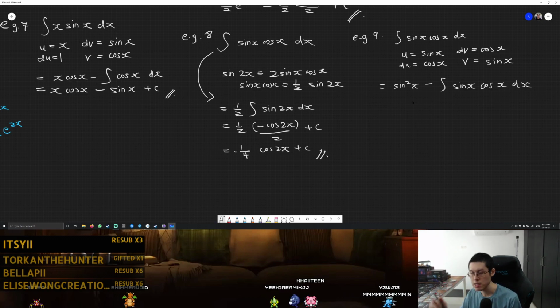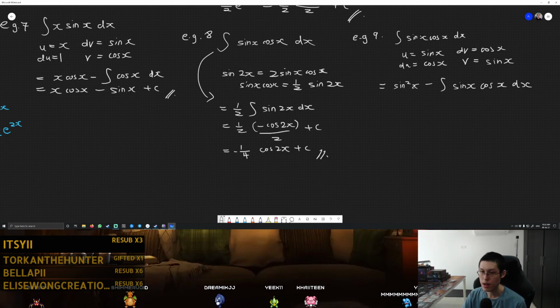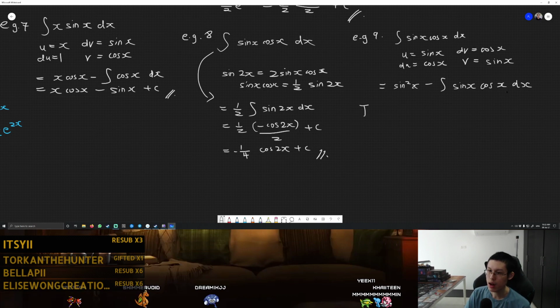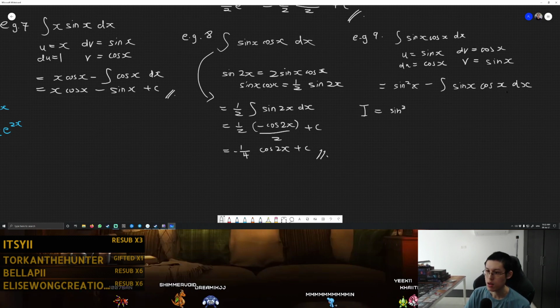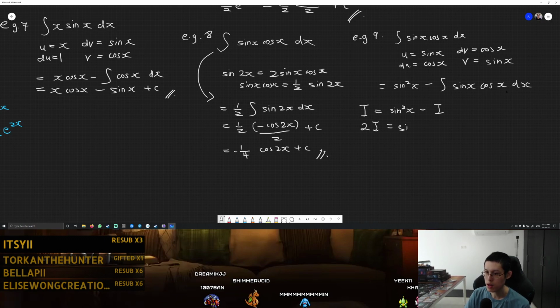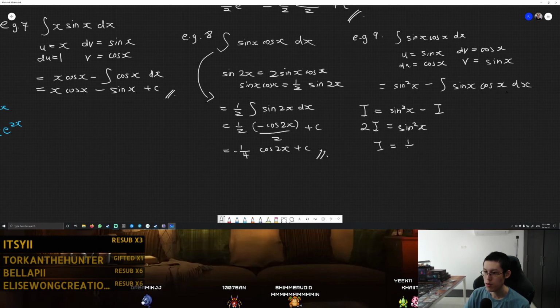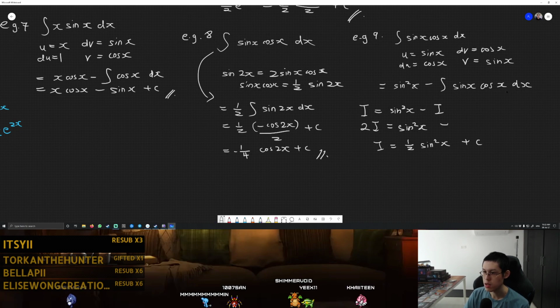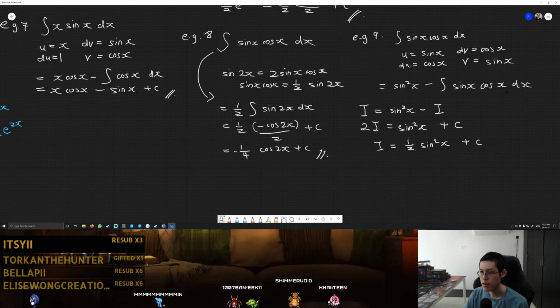Now, if you look closely, you will see that this guy is exactly the same as this guy, right? So we're gonna call this guy an unknown. So we have I equals sine squared x minus I, which means 2I must equal sine squared x, which means I must equal 1 over 2 sine squared x. There's a plus c here that I forgot. So there you go.